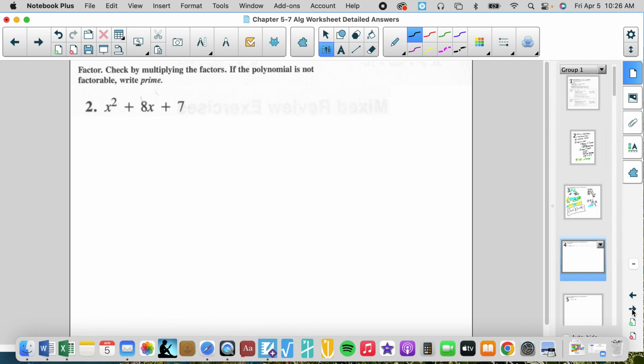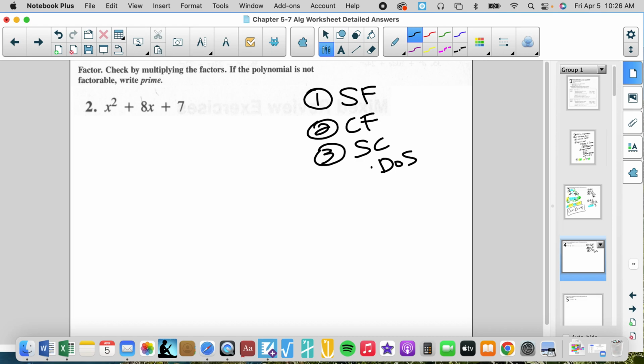Now, we get here, again, we look, we go through the criteria. Is it in standard form? Yes. Is there a common factor? No. Is it a special case? It's not the difference of squares because it's 3 terms. Difference of squares is always 2 terms. It's not a binomial square because my third term is not a perfect square. So we go to A times C. My A value is 1. My C value is 7.